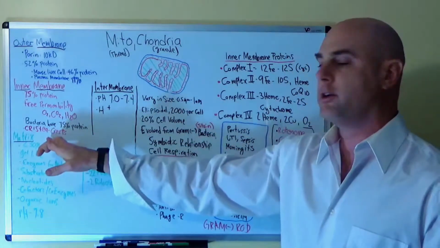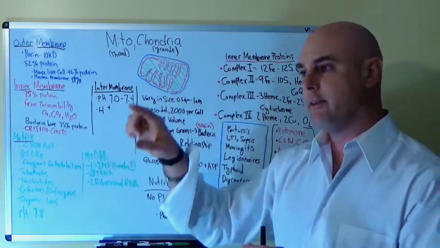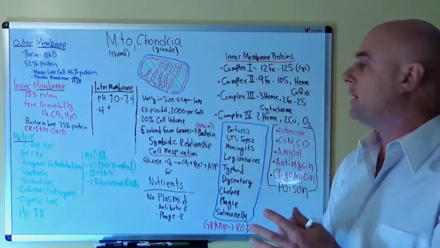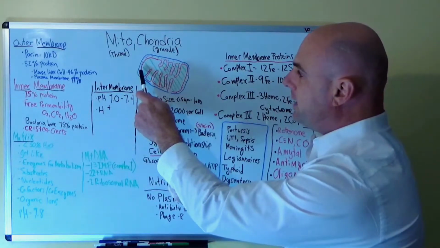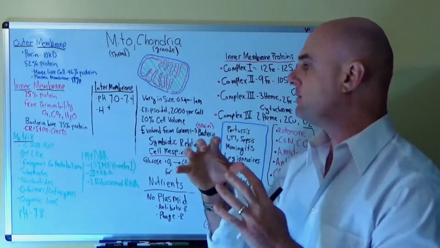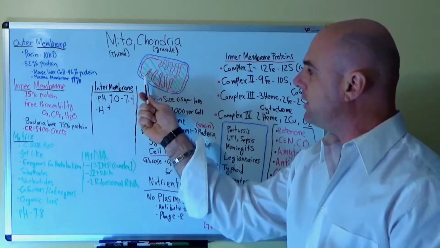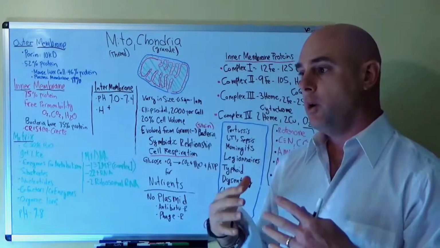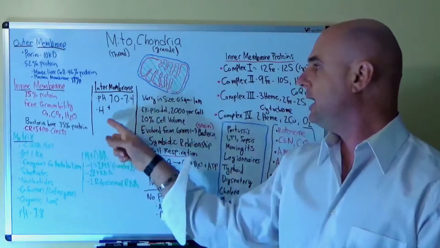Okay, so the matrix, just to refer to my first video, that's where the Krebs cycle happens. And like I mentioned before, the inner membrane is where the electron transport chain takes place. And it's the intermembrane space, between the outer and inner membrane, where all those hydrogens were pushed to create a positive gradient to drive ATP synthase into creating more ATP. So that is in this area right here between the two membranes. And the pH here is 7 to 7.4, which I find rather striking because it does push protons into this space.